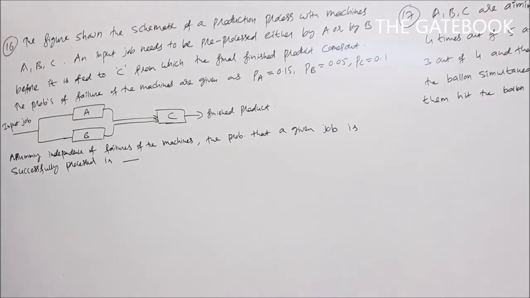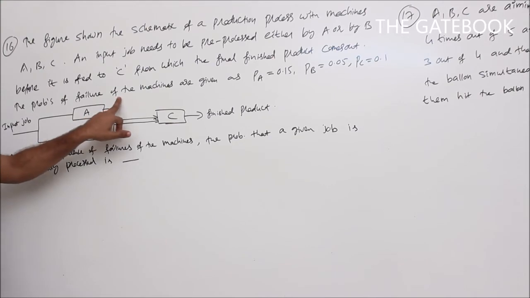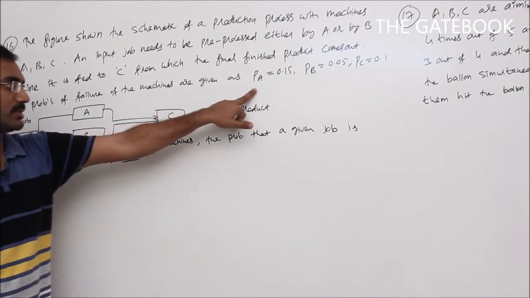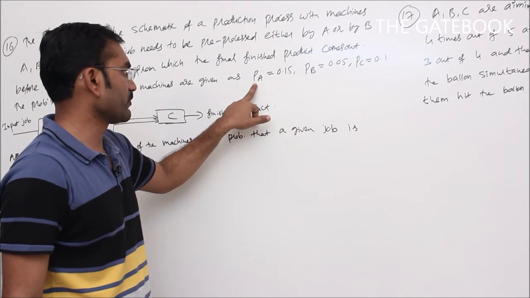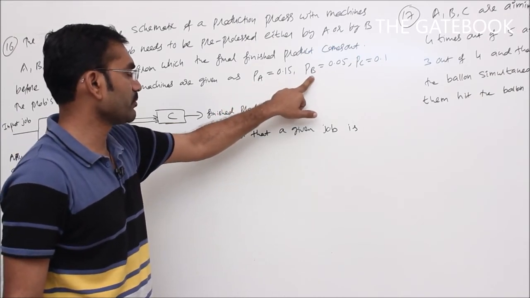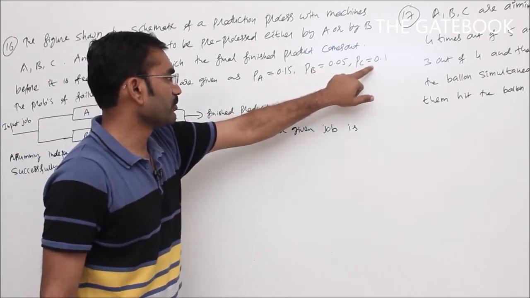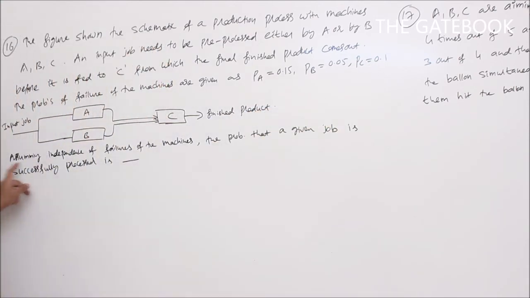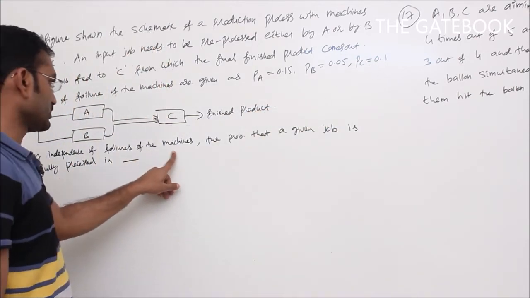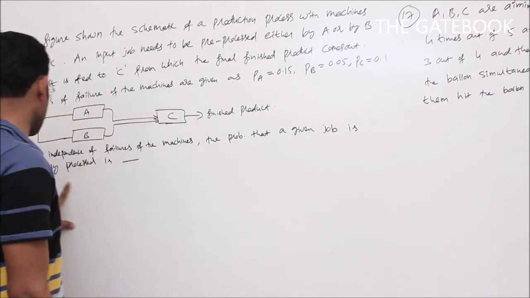Problem. The figure shows the schematic of a production process with the machines A, B, C. An input job needs to be pre-processed either by A or B before it is fed to C, from which the final finished product comes out. The probabilities of failure of the machines are given: failure of machine A 0.15, failure of machine B 0.05, failure of machine C 0.1. Assuming independence of failures of the machines, find the probability that a given job is successfully processed.